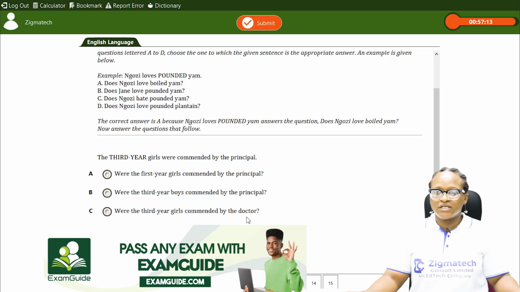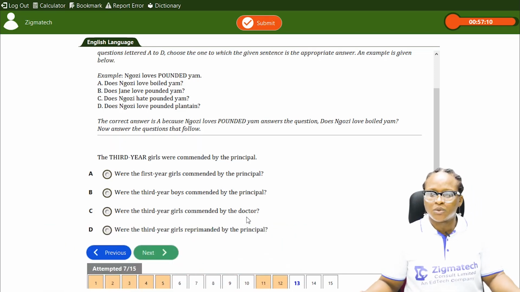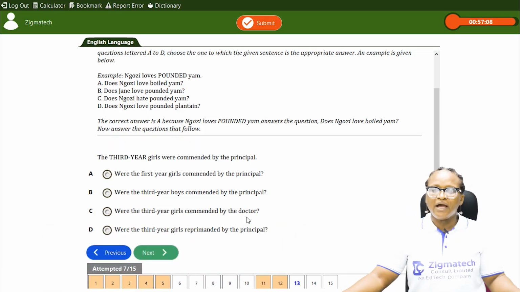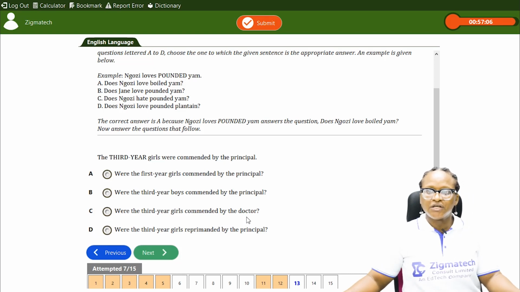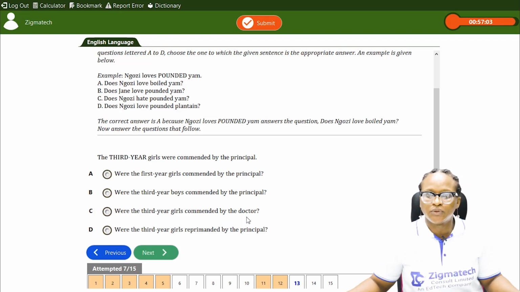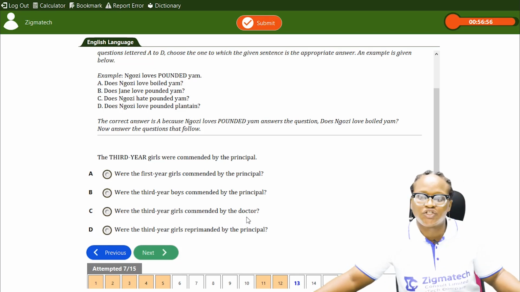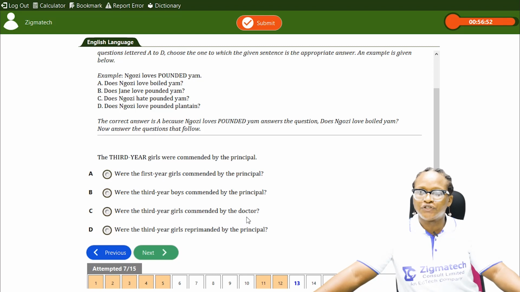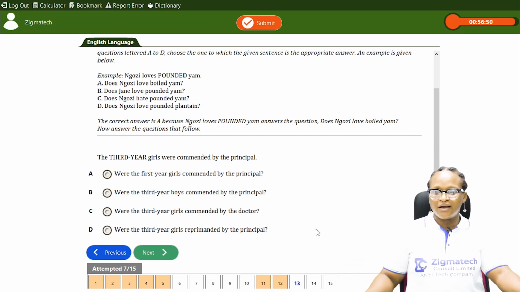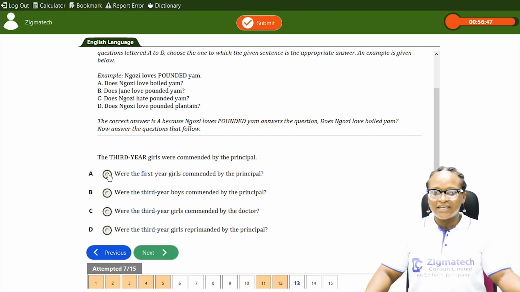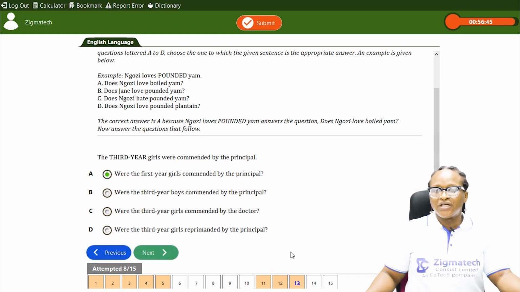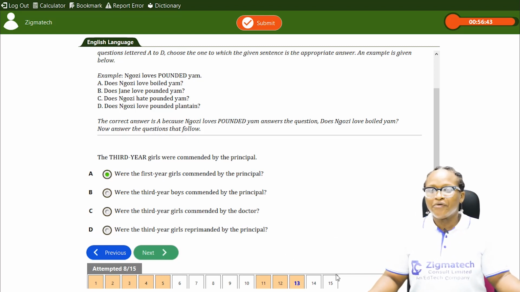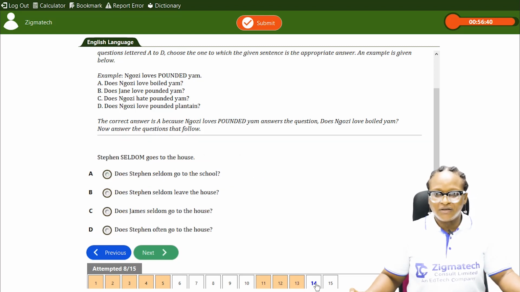All right, the next one says the third year girls were commended by the principal. What is the emphasized word? Third year. Third year girls, that's a compound adjective. All right, so I look out for the option that doesn't have third year, and that's option A. You see, it's that easy. You don't need to keep reading and reading. It's just for you to get the very option that doesn't have the stressed word.